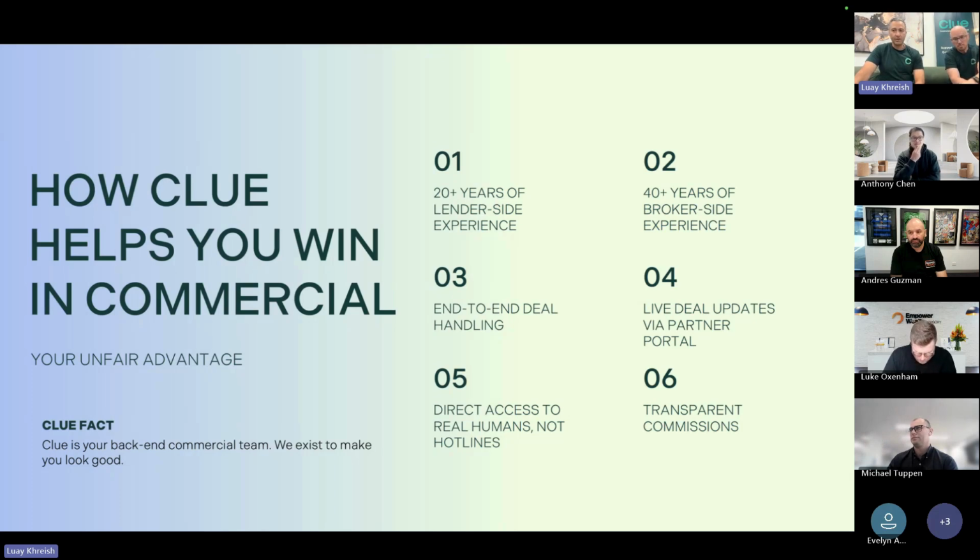We've been involved in commercial lending from the start. I had hair when I started. Yes, he did, and I was a little less grey.